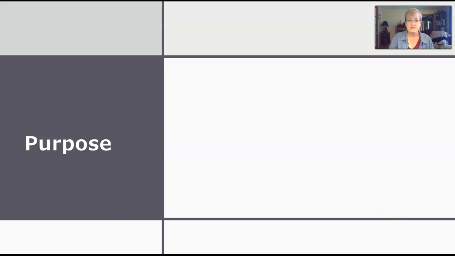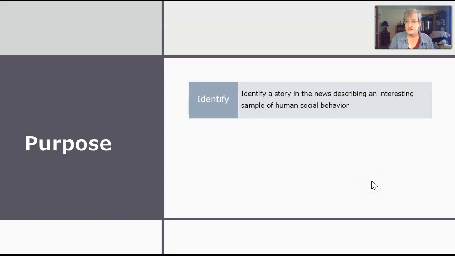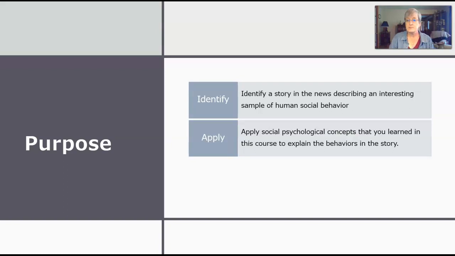Now, the purpose of the assignment is to identify a story. That's the first step. Identify a story in the news describing some interesting sample of behavior. The kind of behavior that makes you go, why did that person do that? Or why did those people react the way that they did? Or why did that particular interaction happen as it did and as it was described in a news story? Then I want you to apply concepts that you've learned in this class to help you explain, or at least partially explain, what you've seen in terms of the behaviors that are depicted in the story.